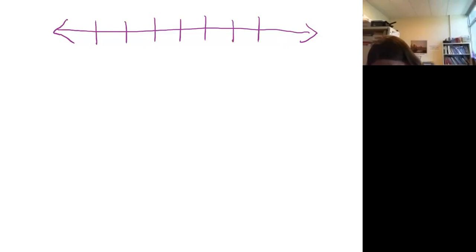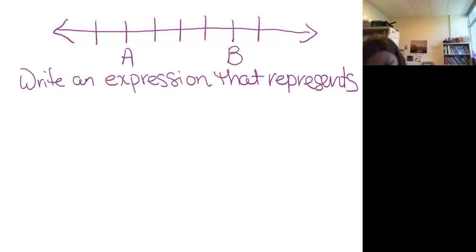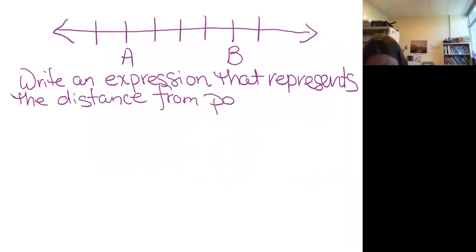They would have a number line. It would not be labeled. You would not necessarily know these points. And they would say, write an expression that represents the distance from point A to point B. And again, we're on a number line.